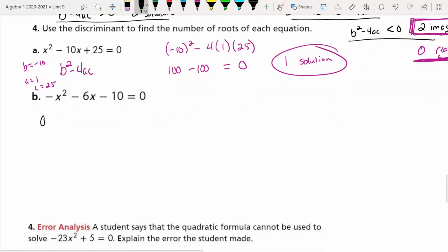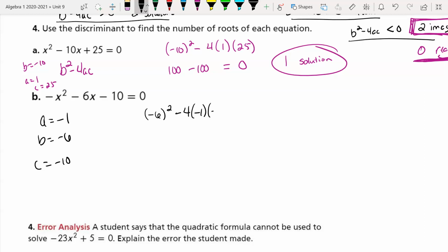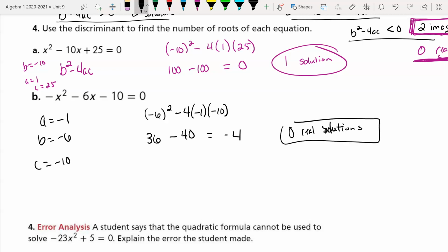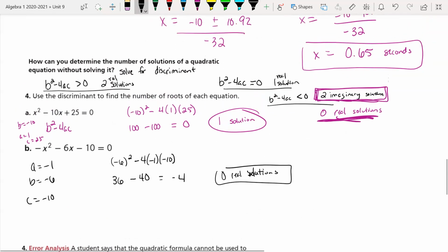Next one, my a is negative 1, my b is negative 6, and my c is negative 10. So I'm going to say negative 6 squared minus 4 times negative 1 times negative 10. So I'm going to get 36 minus 40, which is negative 4. So I have 0 real solutions because it was a negative number. And again, we're going to focus on the real solutions, not the imaginary solutions. So if it's greater than 0, it has 2 real solutions. If it's equal to 0, it has 1. And if it's less than 0, it has 0 real solutions. All right?